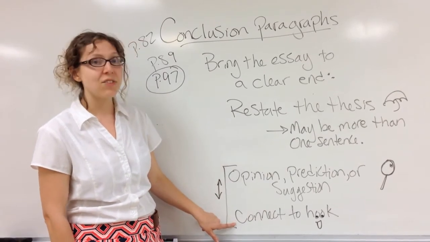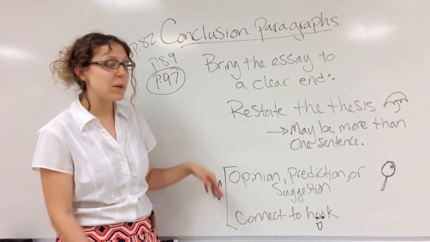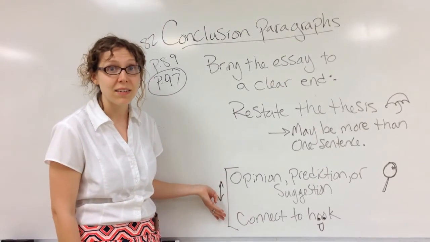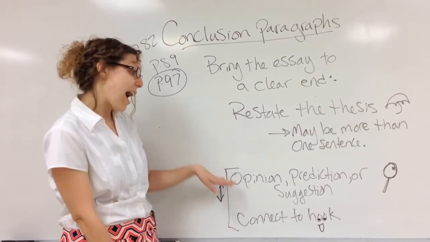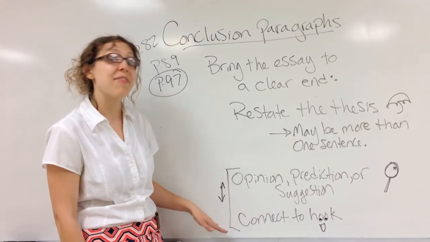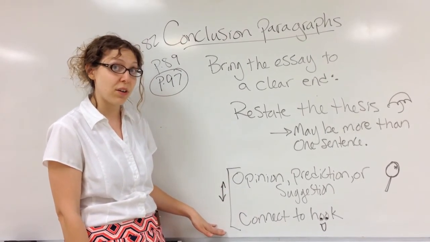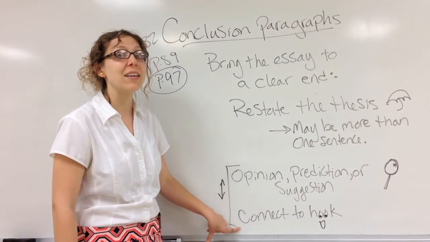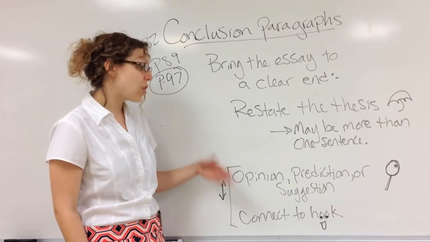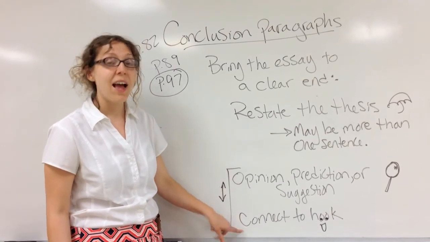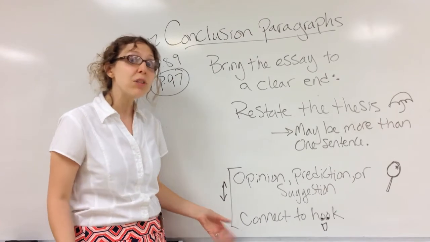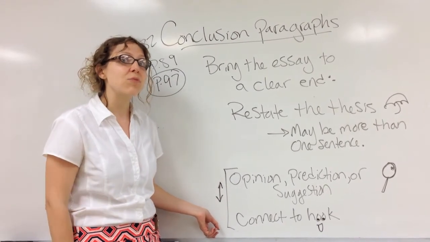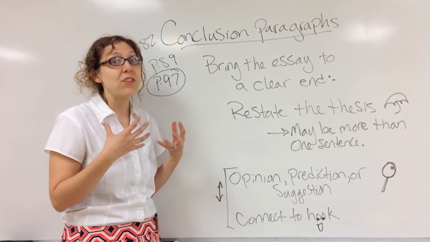I also put connect to the hook. Now these 2 things could be the same section of the conclusion paragraph. It could even be in the same sentence. Or you could separate it out, have the opinion, prediction, or suggestion, and then another sentence that connects to your hook. I usually put the connection to the hook last because it makes the essay feel kind of like a circle. You started with this hook idea, and then at the end of the essay, you'll have a similar idea that connects back. That way the reader goes, ooh, they planned their essay really well, and it has this professional, finished feeling.